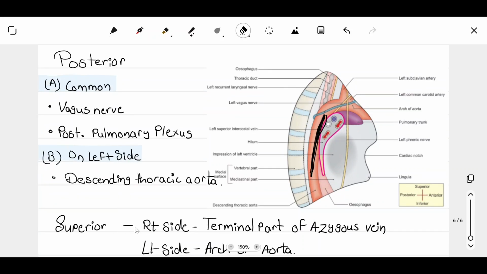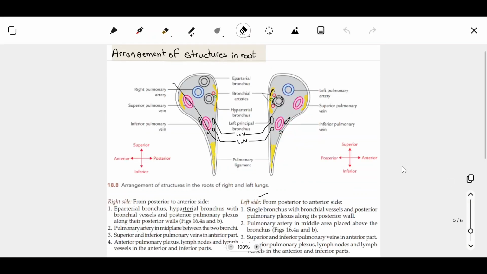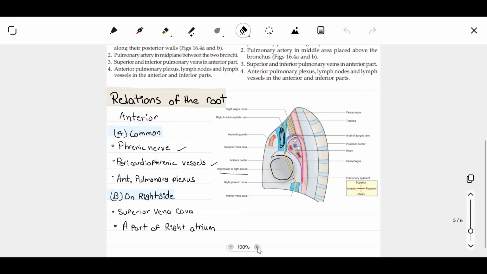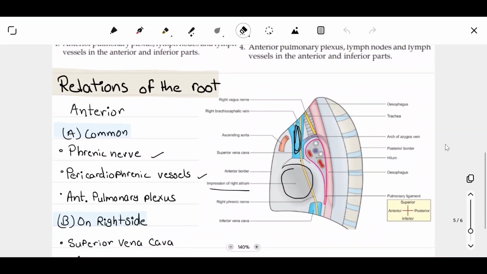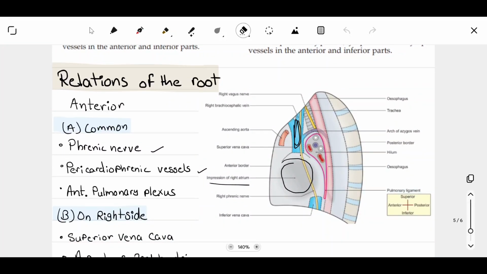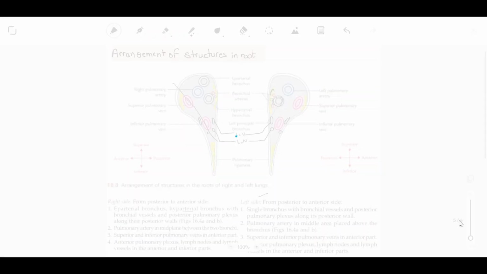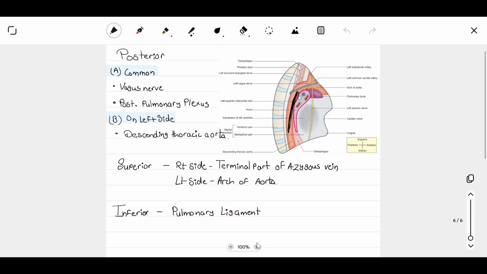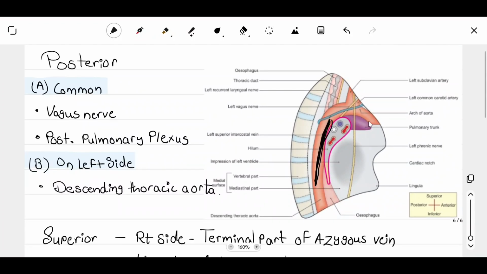Now the superior relation. On the right-sided lung, I have the terminal part of the azygos vein. You can visualize from this diagram, which is superior to the root of the lung, the terminal part of the azygos. This is our azygos vein, which is present just above the root of the lung, the hilum. Above the hilum is the terminal part of the azygos vein. And in the left lung, I have the arch of the aorta. Again, you can appreciate the arch of the aorta. This is the arch of the aorta.